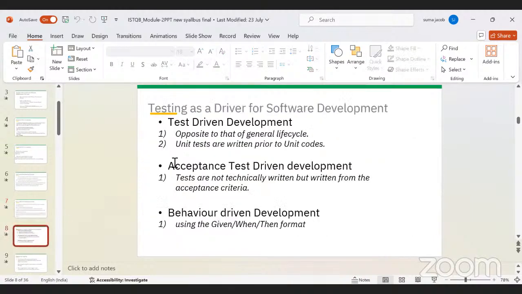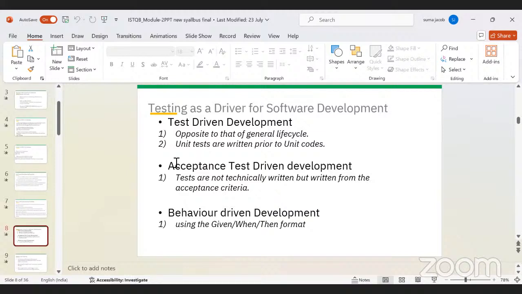Okay, so the next is testing as a driver for software development. The statement itself says testing as a driver: testing should be driving the whole software development process. Here we will be talking about a few agile techniques where testing will be acting as a driver, or testing will be defining the directions on how the development should be carried out.